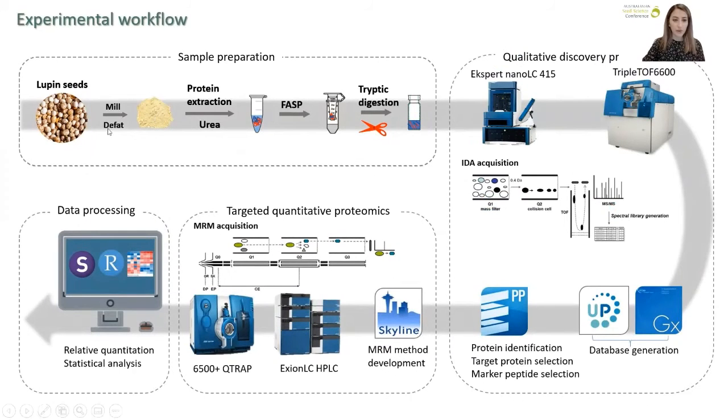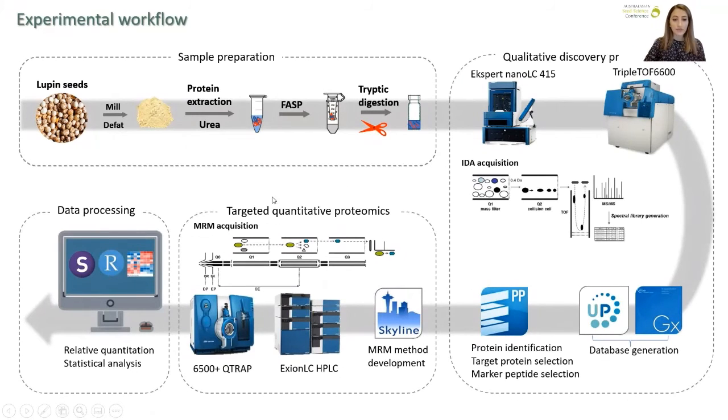Firstly, the proteins were extracted from lupin flour, and then they were subjected to tryptic digestion. The resulting peptides were separated by liquid chromatography and characterized by mass spectrometry. This resulted in the identification of proteins from lupin.